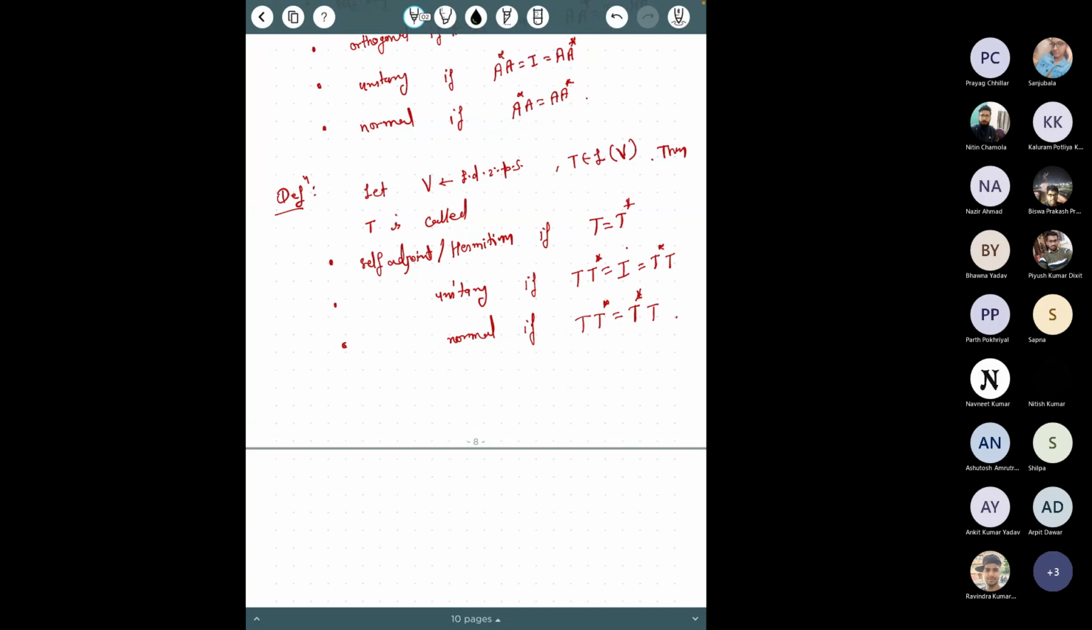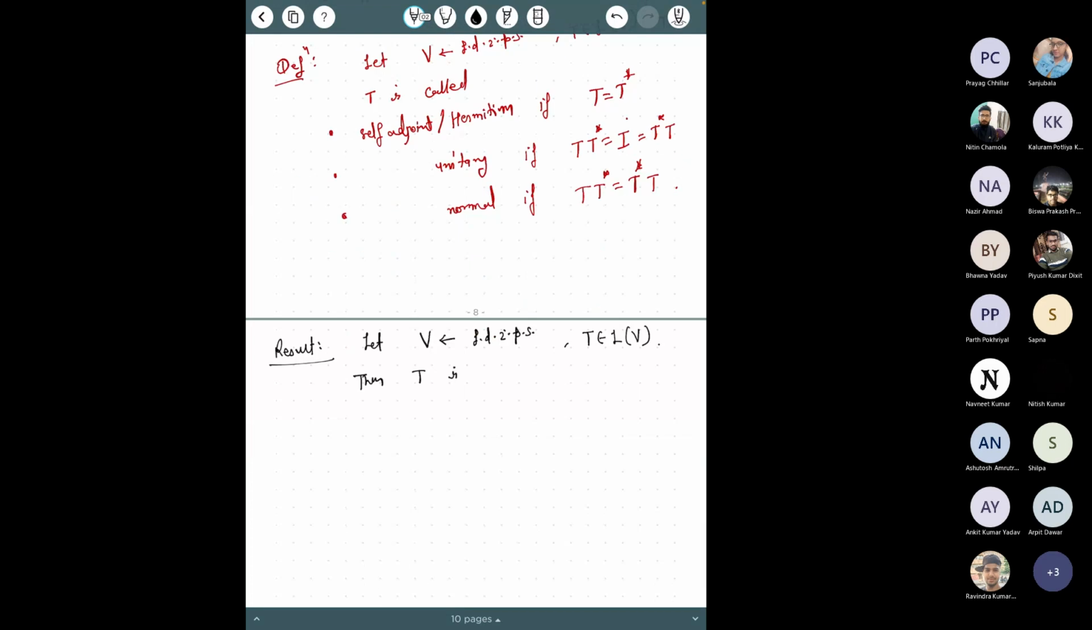So suppose that we have a finite dimensional inner product space, and suppose T is a linear operator. Whatever I'm writing next gives you a way to check whether a given operator is Hermitian, unitary or normal by looking at their matrix representation.